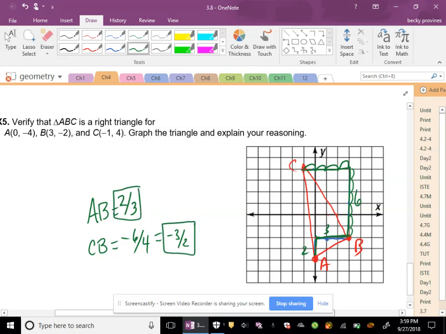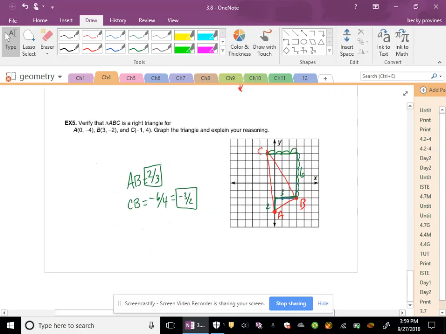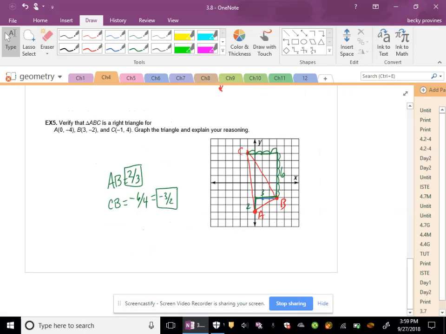So, are they parallel? No, they're not the same. Are they perpendicular? Yes, they're perpendicular because they're opposite reciprocals. And if they're perpendicular, it means they form a right angle. Okay, it says graph the triangle, which we did. Explain your reasoning. So your reasoning should be, I'll let you write it out, that since they're perpendicular, they form a right angle. Therefore, you know it has to be a right triangle.